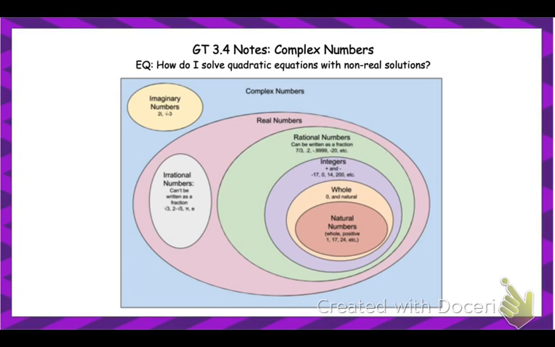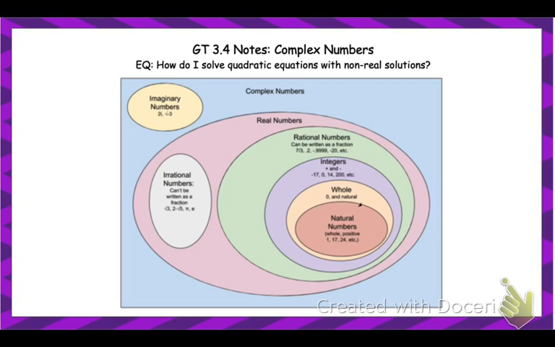So the largest circle there is all of the real numbers. And then within that subset, we have smaller and smaller circles. So the smallest circle, those are our natural numbers. Those are the whole positive integers like 1, 7, 300. Then after that circle, the larger subset would be whole numbers, which also includes 0. Then after that, we get to integers, where we also include negatives.